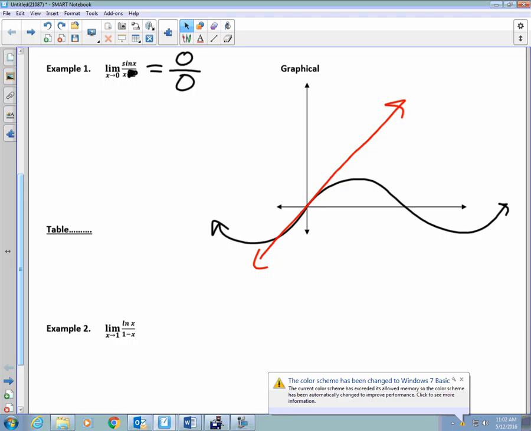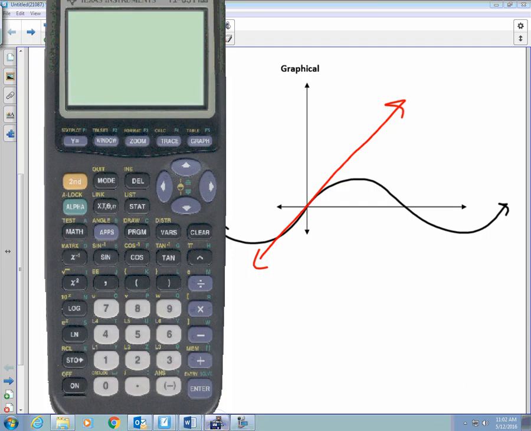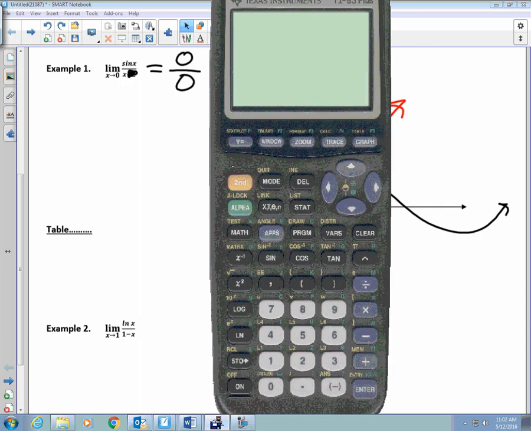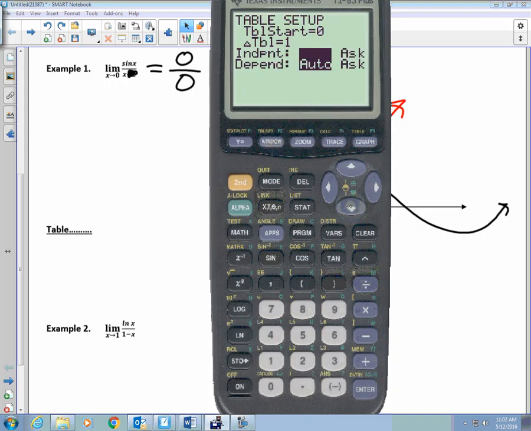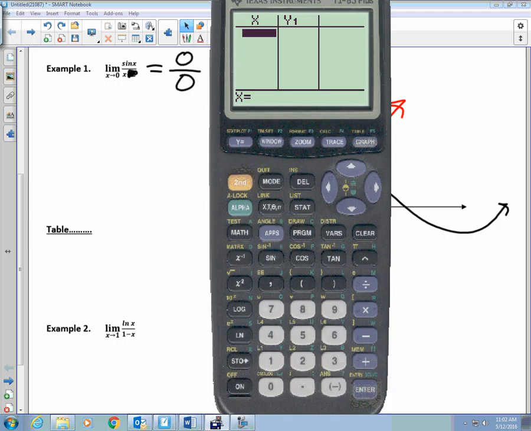Let's look at a table of values. Take out your calculator. Make sure that your table is on. I'm going to type in sine of x divided by x. I'm going to go into my table set, go to my independent variable and do ask, and look at my table. Now, in order for a limit to exist, it must be the same from the right and the left-hand side. So I'm going to approach 0 from the right and the left.